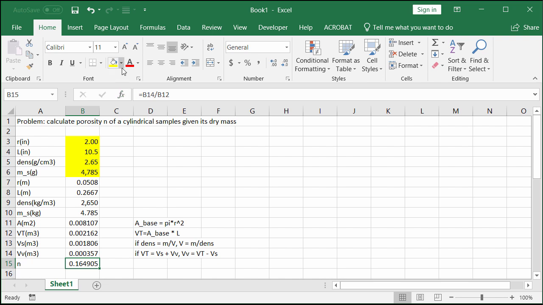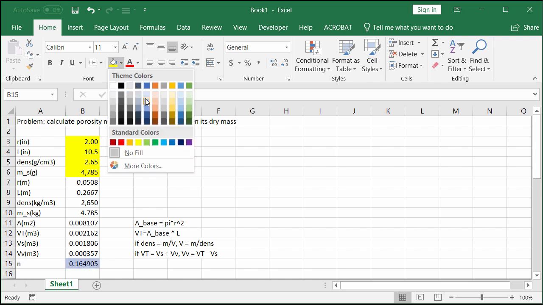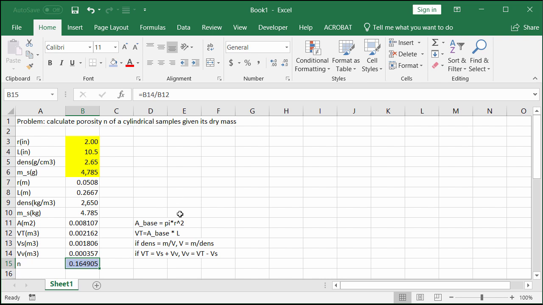And once again, it really, really helps if you highlight this somehow. I'm going to use a color to show that this is my final answer. That was my goal, to calculate N. Where is it? Here it is. Okay. Again, I'll comment it just for completeness' sake. N equals the volume of the voids divided by the total volume.